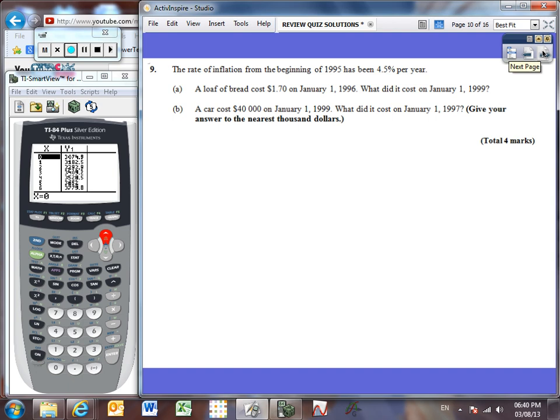Number 9. The rate of inflation from the beginning of 1995 has been 4.5% per year. Part A. A loaf of bread cost 1.70 on January the 1st, 1996. What did it cost exactly 3 years later? So the cost of that loaf of bread has been increasing by 4.5%. I've just written that as a decimal per year, and it's been taken 3 years. So that growth rate is occurring for 3 different years. Let's work out what we get.